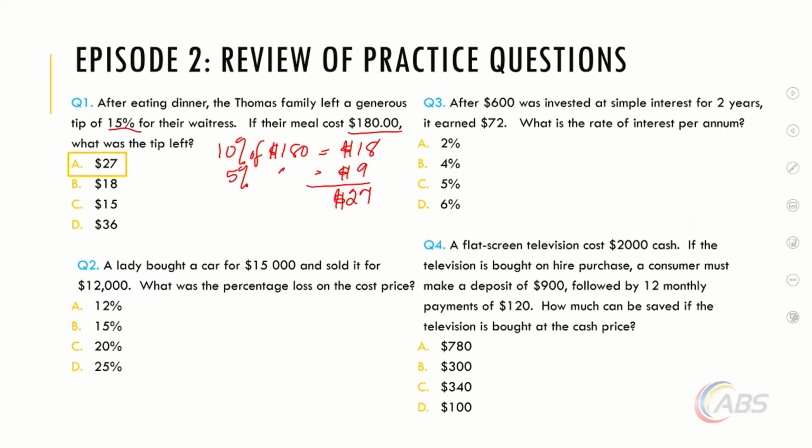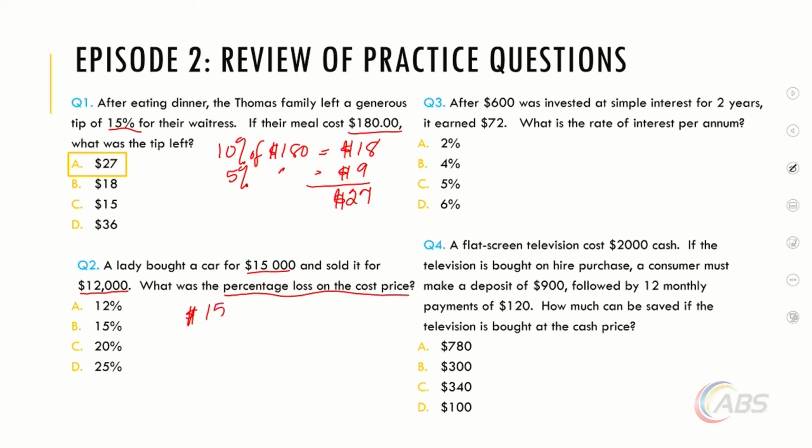Okay. Question 2. A lady bought a car for $15,000 and sold it for $12,000. What was the percentage loss on the cost price? Again, a lady bought a car for $15,000 and sold it for $12,000. What was the percentage loss on the cost price? So, bought the car for that, sold the car for that, and we want to know the percentage loss on the cost price. So, in order to find the loss, we're just going to have to do a subtraction.